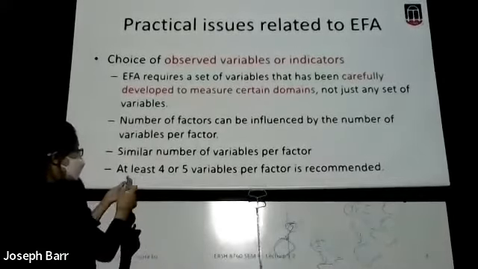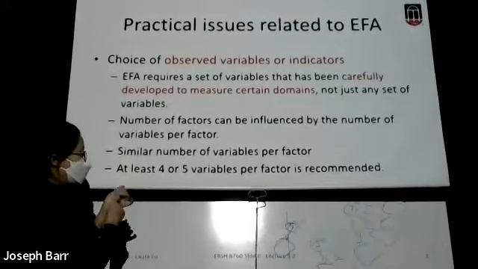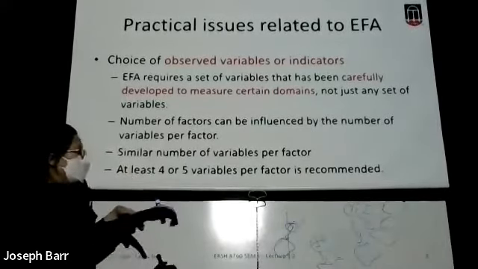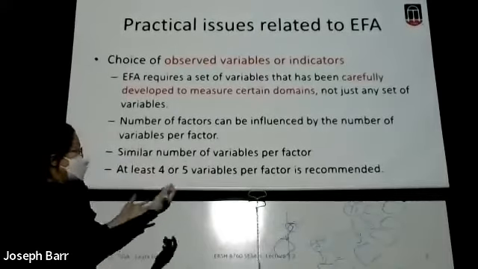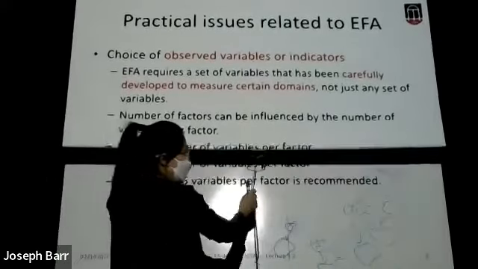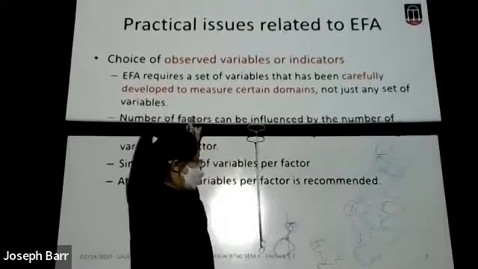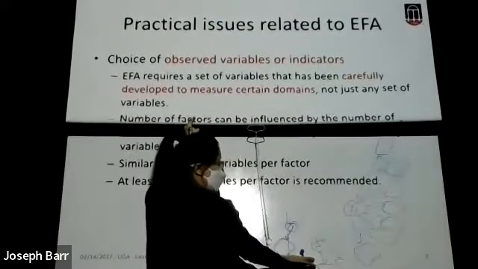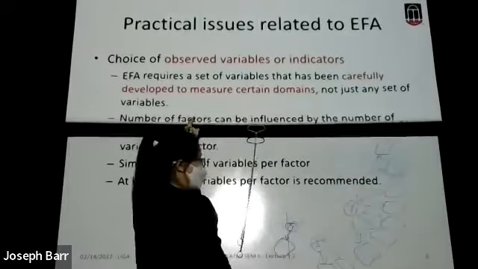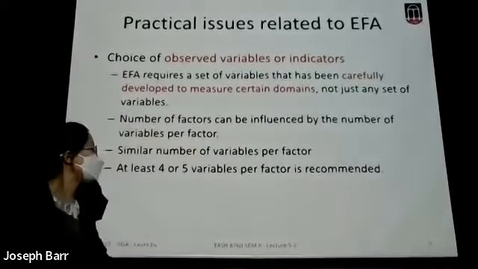Yeah, at least 4 or 5 variables per factor is recommended. Okay, so 3 or 4 or 5, yeah, that's good. If you have too many, it's not good. If you have 1 or 2, also not good. But 2, in some cases, people said it's still acceptable. Okay, 3, 4, 5, that's good.